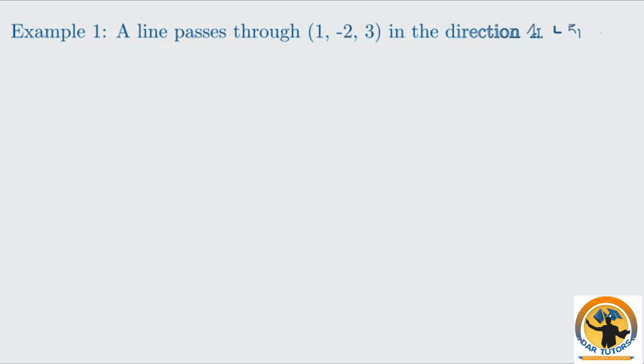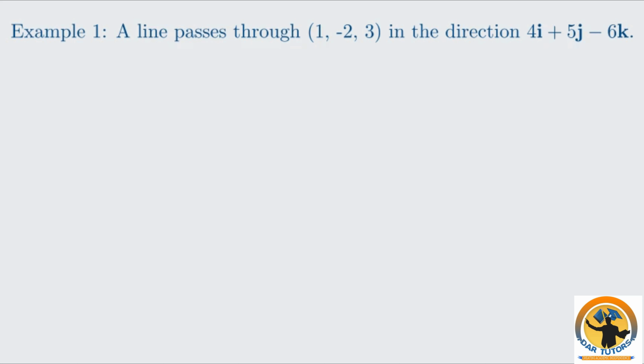Let's work through an example to solidify these concepts. We'll take a line in space and describe it using all 3 forms. Consider a line that passes through the point 1, minus 2, 3, and has a direction vector of 4i plus 5j minus 6k. First, let's write the vector equation.